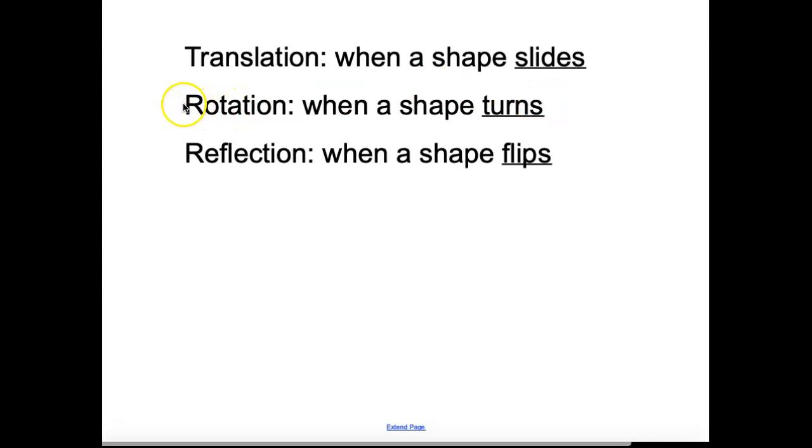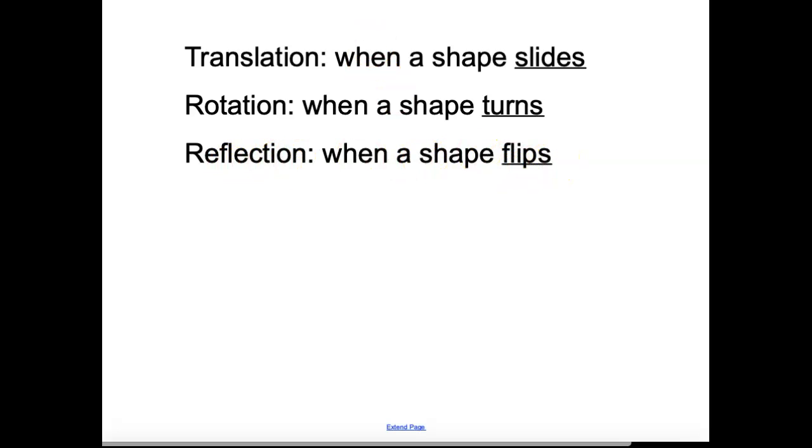We've heard the word rotation before in real life, so it should be easy for us to know that rotation means a turn. And reflection. Reflection is when a shape flips. So you know how in a mirror you see your reflection and it's your reflection but flipped. It's what you look like but flipped. Same thing here. A reflection is when a shape flips.